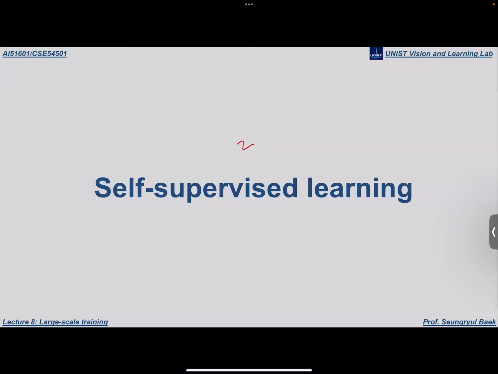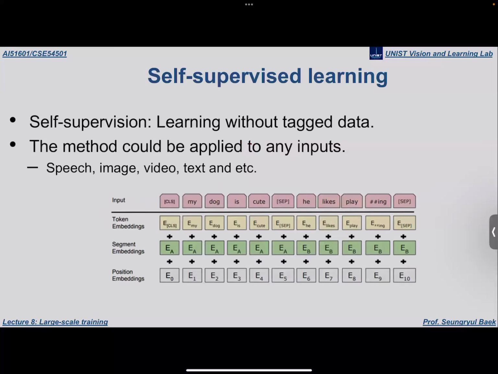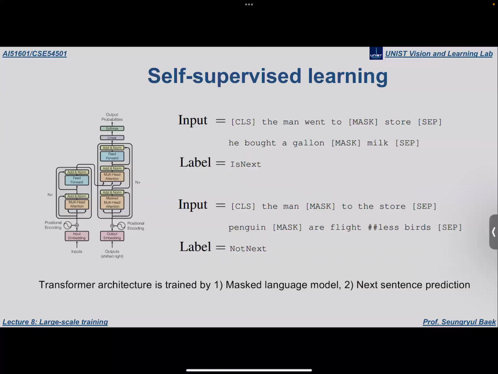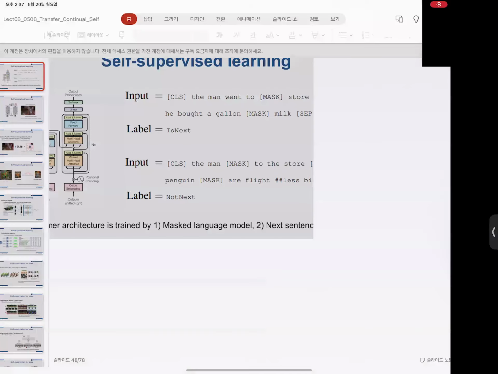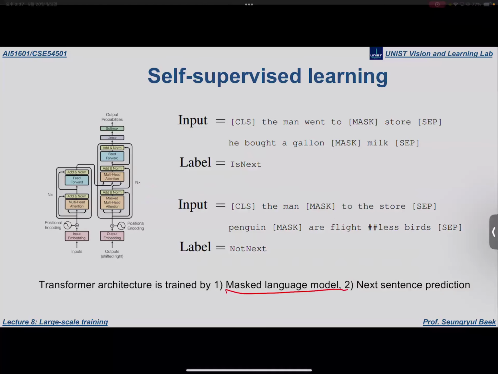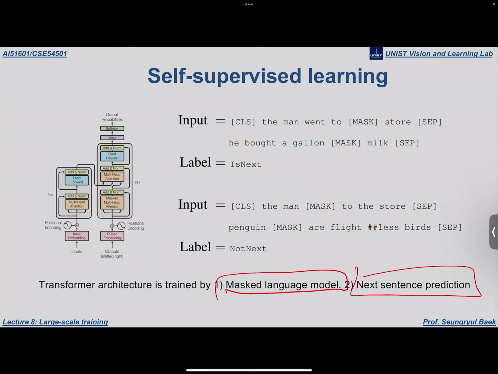So far we learned about self-supervised learning. Previously we learned about BERT. Using this kind of large transformer model and giving these two tasks as self-supervision, we could train the large language model and use that for downstream language tasks. We used predicting the masks and also predicting whether two sentences are in sequence or not. These are the two supervisions for training BERT.